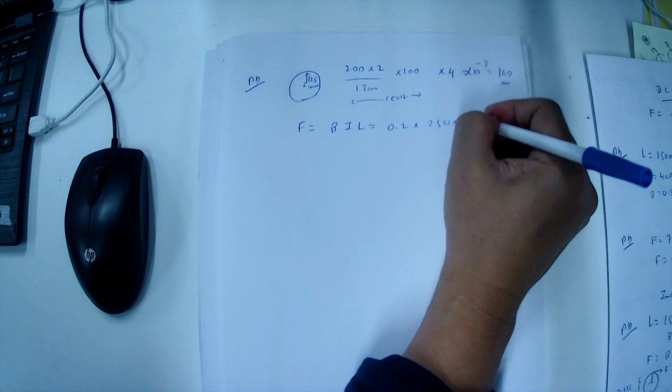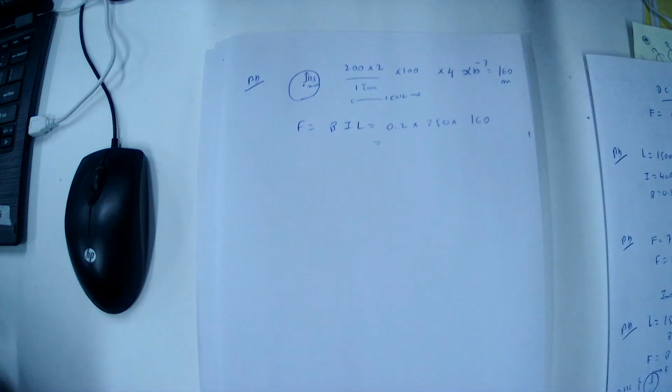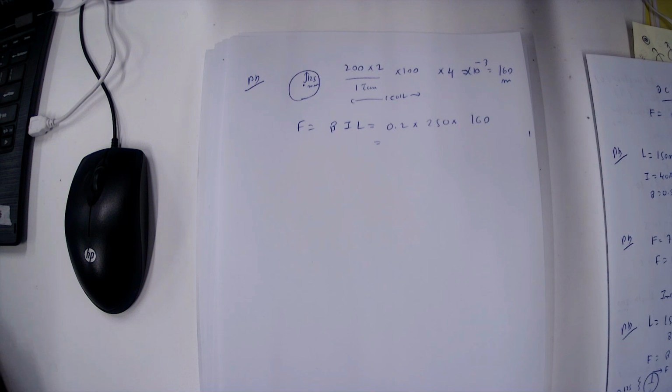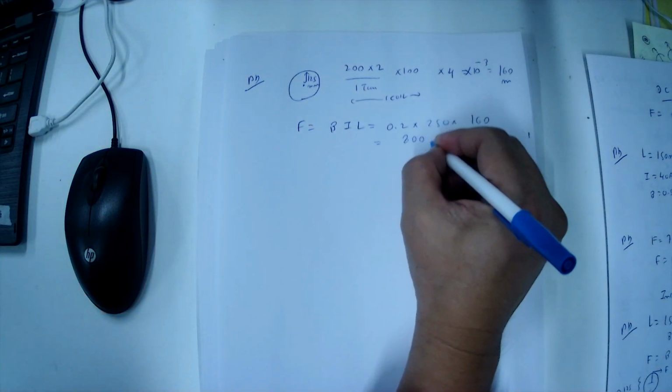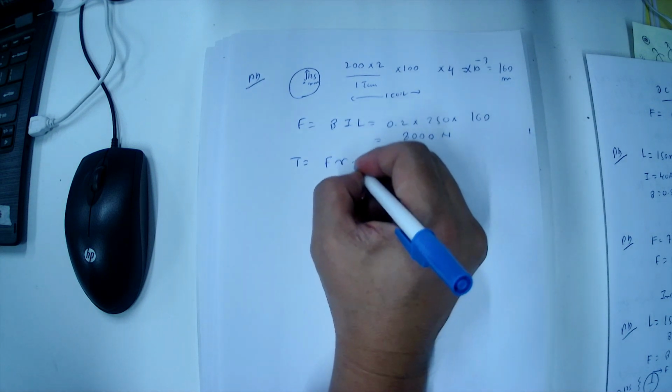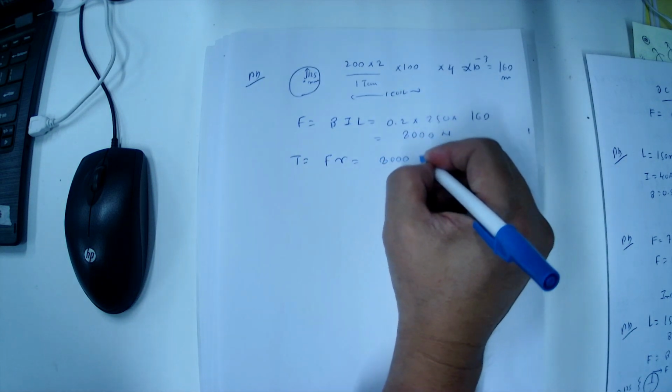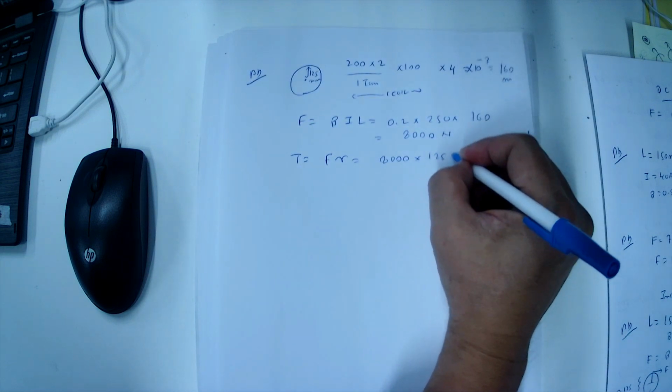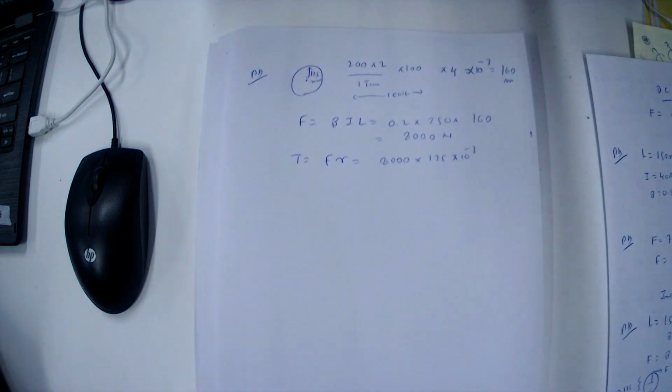Length of the conductor 160. Then we can calculate the force: B multiply 250 multiply 160, so you got 8,000 Newton. Then we can calculate torque: F multiply radius. So 8,000 multiply radius 125 millimeter, so multiply with 10 power minus 3. So 8,000 multiply 125 divided by 1,000. So you got 1,000 Newton meter.